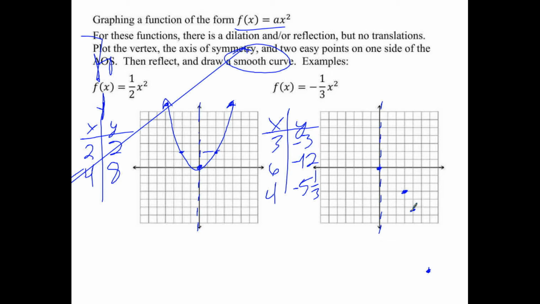Reflect them. So just count as you go. So we have 1, 2, 3 units to reflect. So 3 units again. We got our dot. 1, 2, 3, 4 units. So 1, 2, 3, 4 again. And we put our dot.